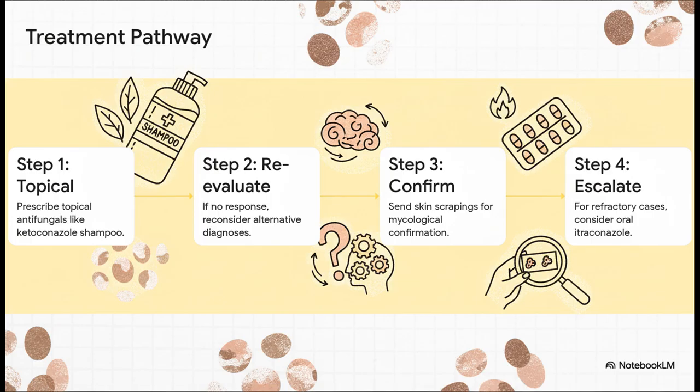Step 1, you start with a topical antifungal, like that ketoconazole shampoo we just mentioned. Now, what if there's no response? That brings us to step 2. You've got to take a step back and reconsider the diagnosis. To find out for sure, we move to step 3, confirm it. You can do this by sending skin scrapings for mycology. Under the microscope, you're looking for that classic spaghetti and meatballs pattern of hyphae and spores. And finally, if the case is really widespread or just not responding, that's when you escalate. Step 4 is to consider an oral therapy, like itraconazole.